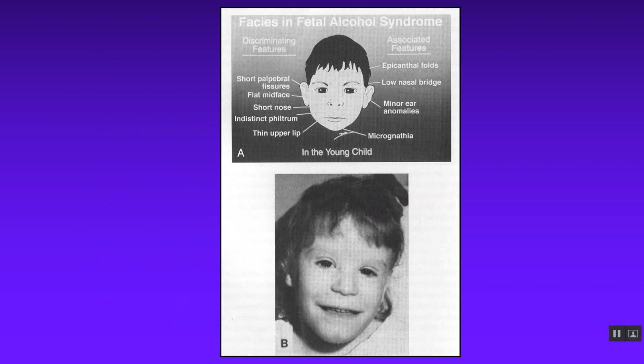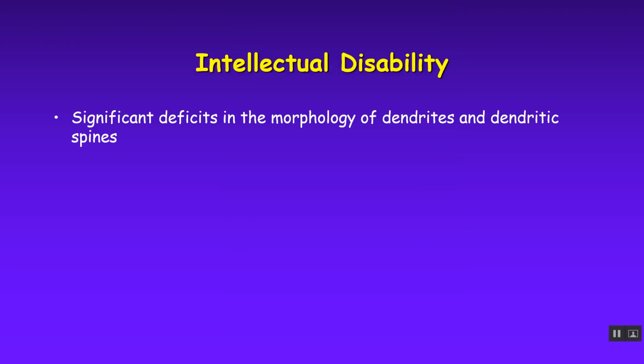So here's kind of that classic look of fetal alcohol syndrome, with a gap between the eyes, and the flattening of the facial features is very common. General intellectual disability. With significant intellectual disability, what they see when they look at the brains of these kids who pass away is significant deficits in the morphology of the dendrites and then dendritic spines.